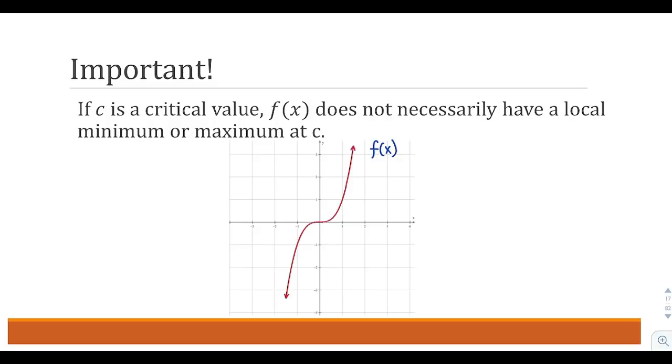So on this graph of f of x, right here at 0, I know that f prime of 0 equals 0. So what that means is that 0 is a critical value. But notice there is no local min or max occurring there. So if there is a local min or max, then there is a critical value at that x value. But if I have a critical value, it doesn't necessarily mean I'm going to have a local min or max at that value.